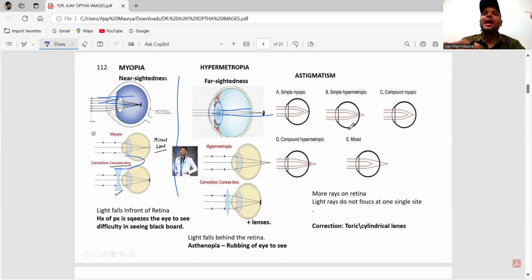Now there is astigmatism. What happens here is multiple lights will fall at one side. We have types of astigmatism, just review it later. The correction we will do is by using toric or cylindrical lenses.